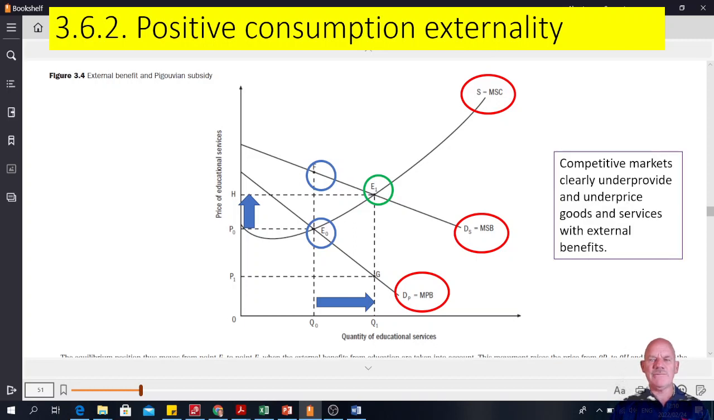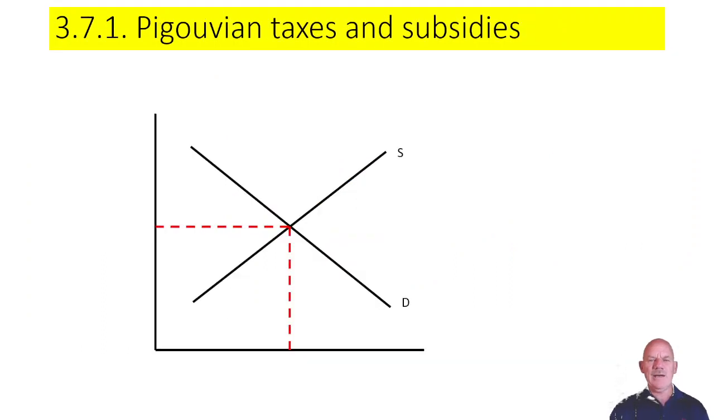So competitive markets under-provide and underprice goods and services with external benefits. People should pay for the extra benefit, so the price could be a bit higher. And if the government subsidizes it, there will be more educational services provided. So how do we get to the solution? Now, the ideal is to have Pigovian taxes or subsidies.